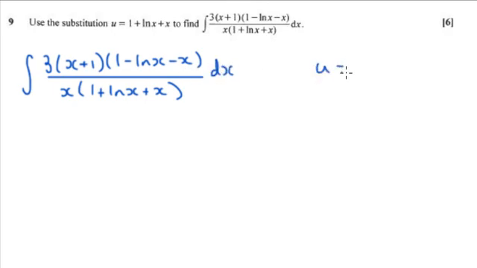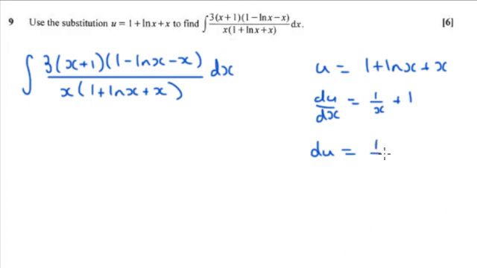So if u is 1 plus natural log x plus x, then du by dx, and you're guaranteed to get a mark for this, is 1 over x plus 1. We're then going to rearrange that to say what dx is equal to. So du is going to be equal to 1 over x plus 1 times dx. So dx is going to be equal to du over 1 over x plus 1.